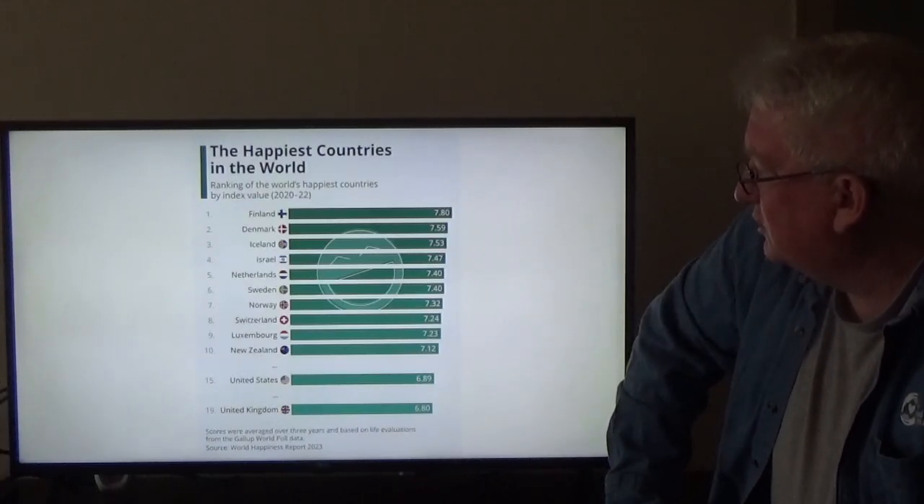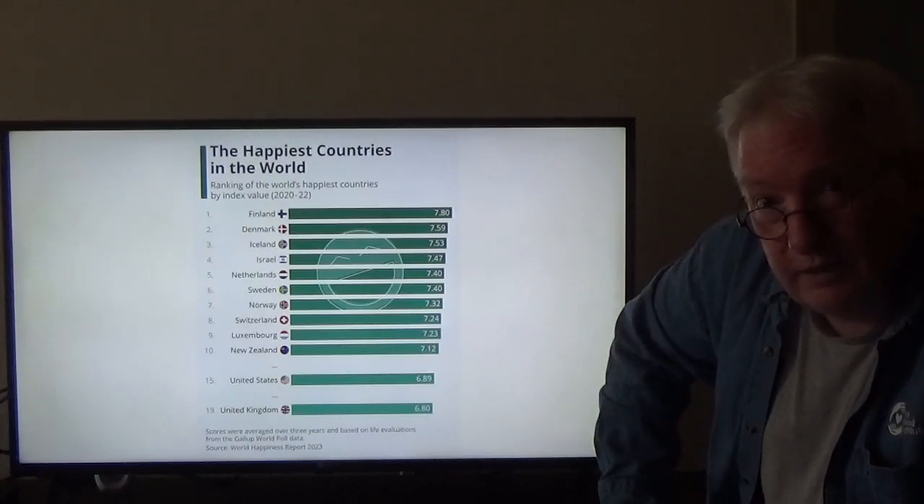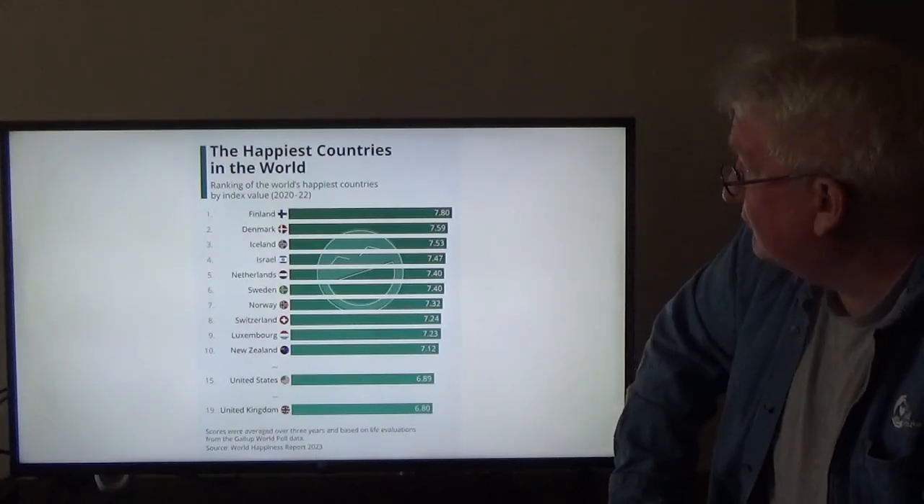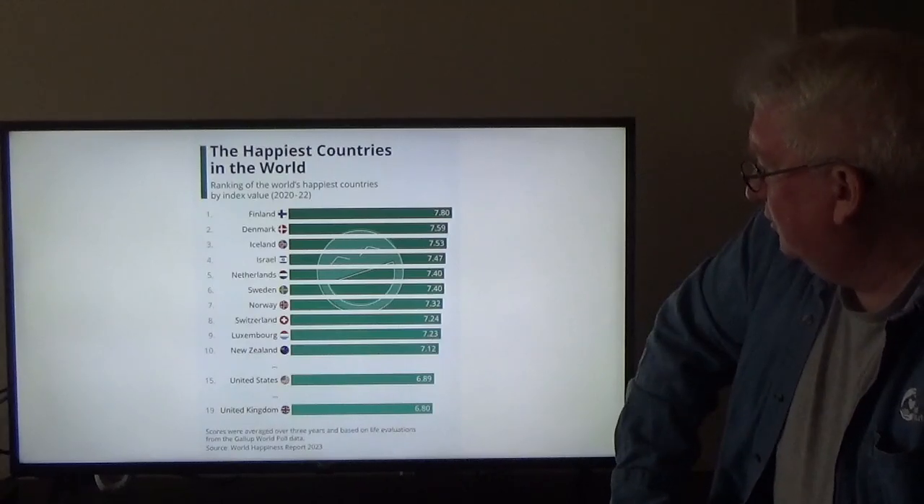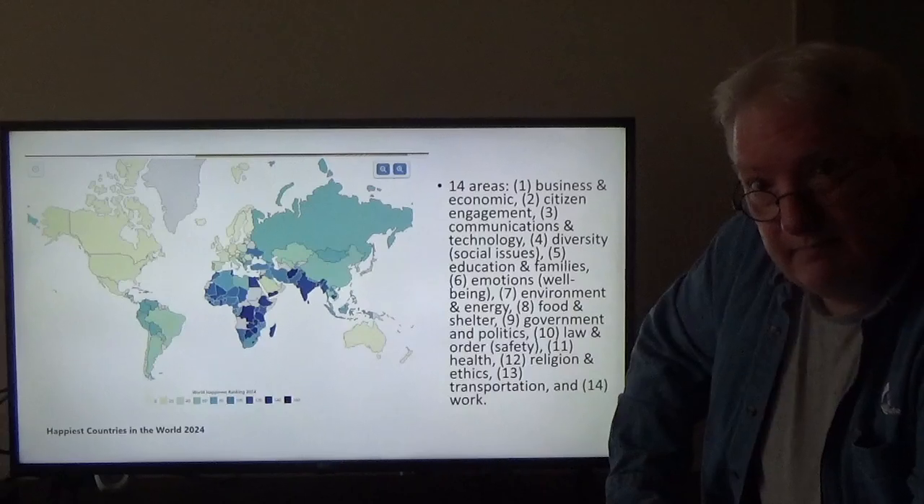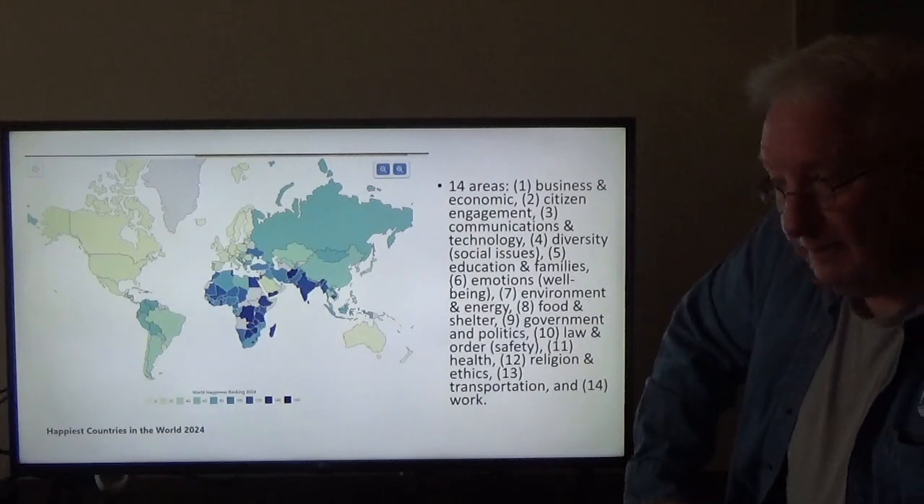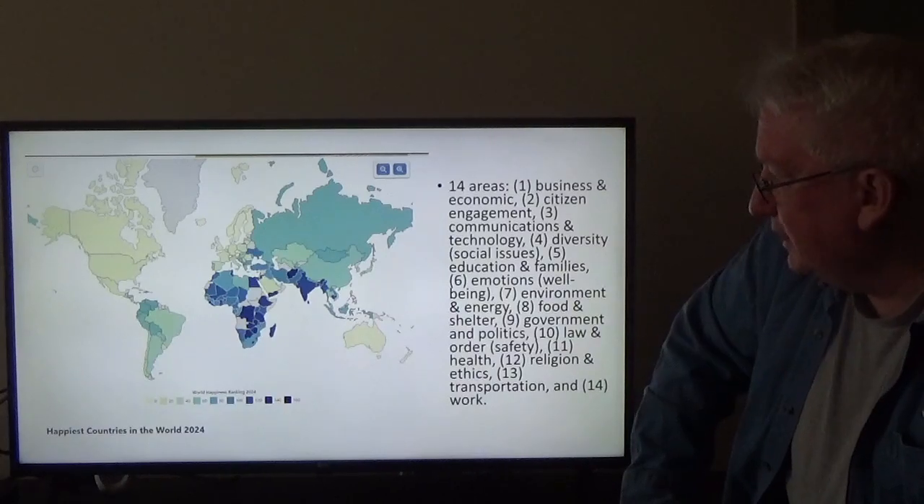Netherlands, Sweden, Norway, Switzerland, Luxembourg, New Zealand, United States. Oh no, we dropped 2. We're down to number 15. The United States, number 15, according to the Gallup World Poll data. And then this is the most recent one, with the Gallup poll, and the happiest countries in the world.